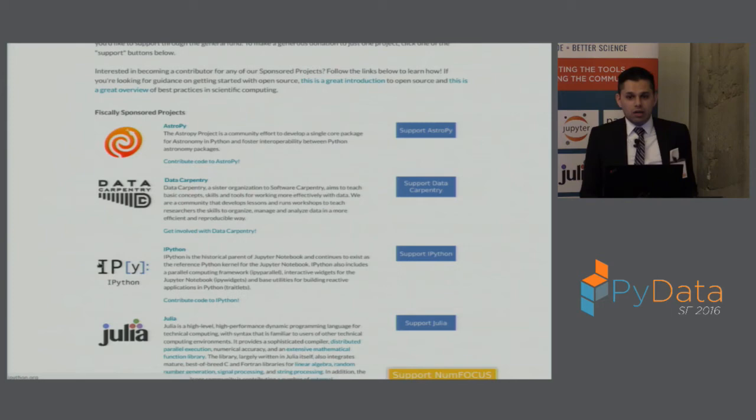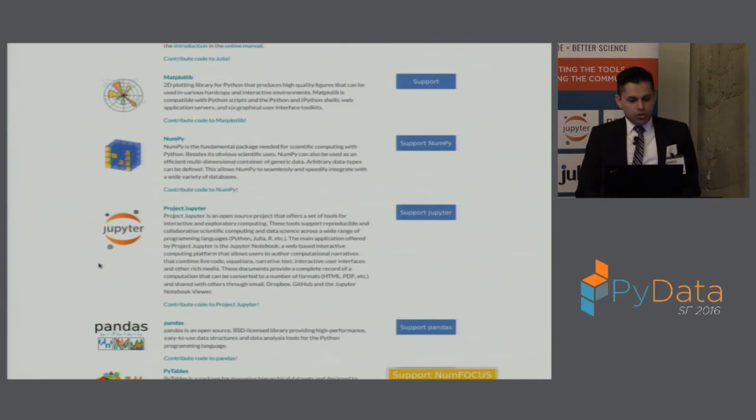So, everybody always has some pain with IPython using multi-line editing because you can't scroll up or change things. The recent IPython has a really nice mode for doing that. So those are all of the fiscally sponsored projects.